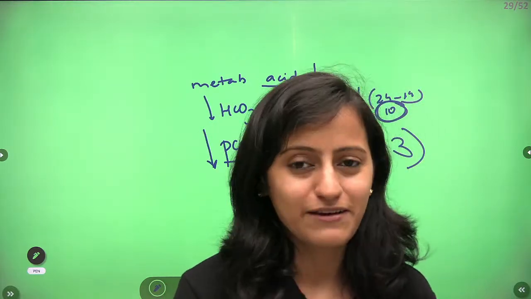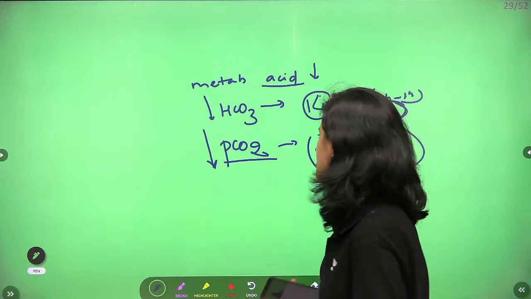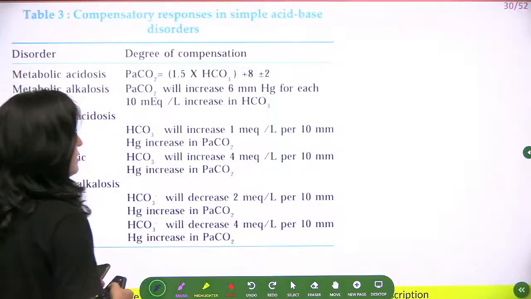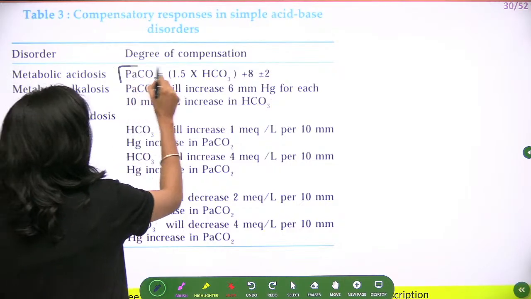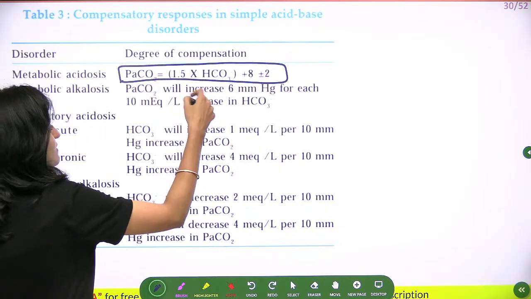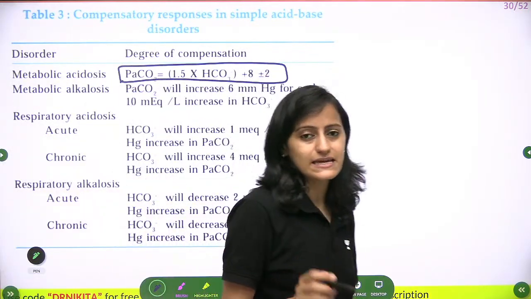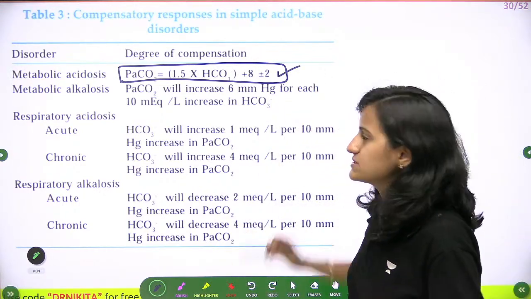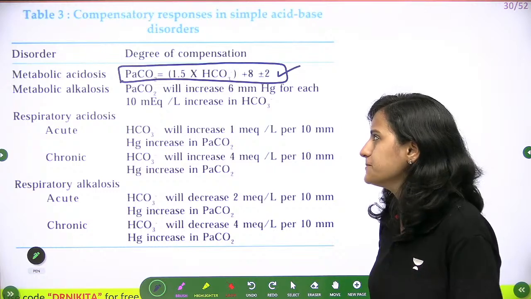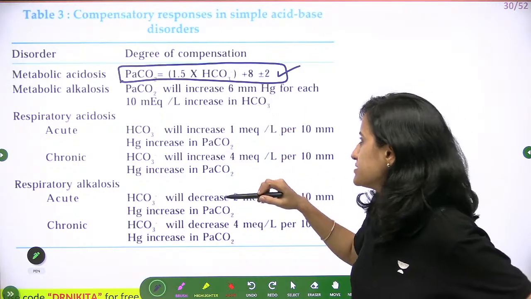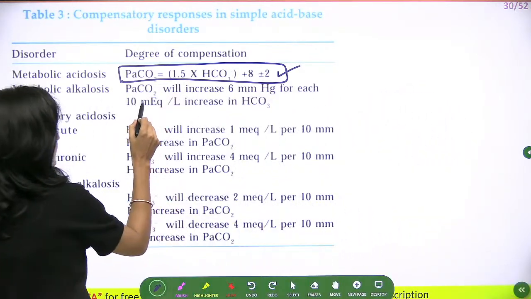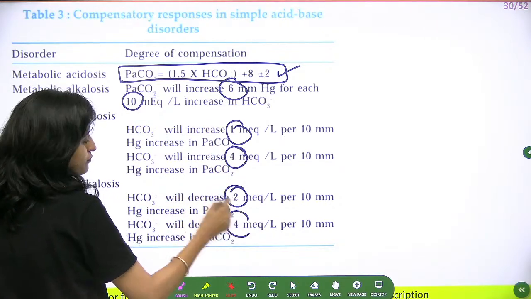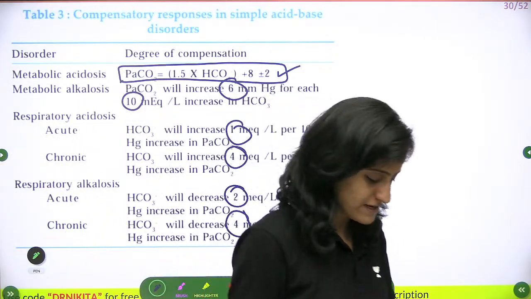Yes, very good. That's gonna be your 27. 27 is gonna be the correct answer. But you have the plus minus wala, basically the formula, your Winter's formula, 1.5 into bicarbonate plus 8 plus minus 2. This is your another formula which is there. You can calculate it either ways. Okay. So this is your formula for compensation. Otherwise, the rest is the same. Alkalosis, ye hai 6 value, ye hai 1, 4, 2, 4. Okay, for every 10 change.